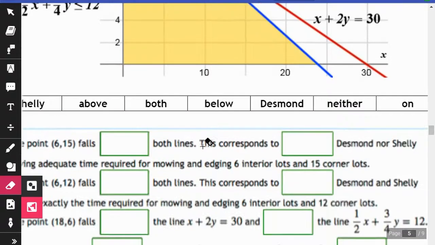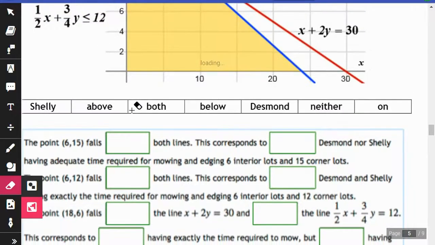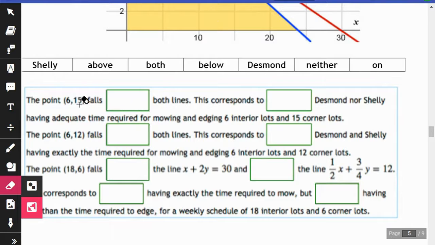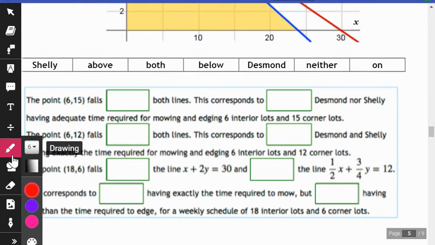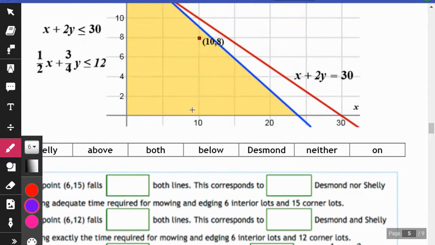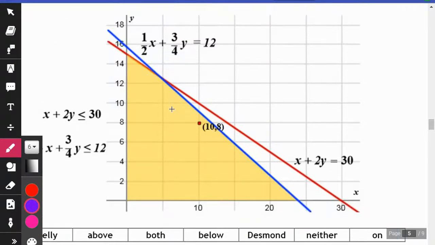All right. We're going to zoom out a little bit so you can see the screen better. We're going to answer some questions about the point 615. The point 615 is where x is one less than 5 and y is one more than 5. 615 is right there. So 615 is this purple one.